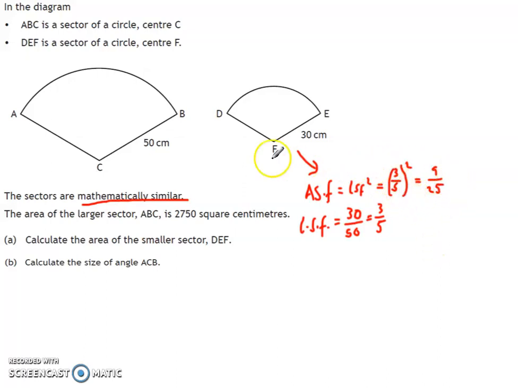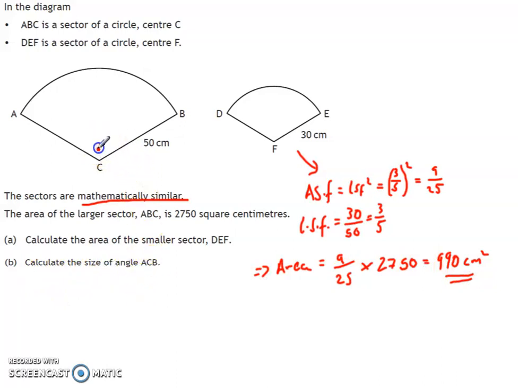Now that I've got that, what I'm able to do is take the area of the bigger one, multiply it by this area scale factor, and it will give me the area of the smaller sector. So I can say the area is equal to my 9 over 25 times the area of the bigger one, 2750 square centimetres. Plug that into a calculator. When you do, you get 990 square centimetres. So there you go. That's the area of the smaller sector. That's part A done. Part B wants me to calculate the size of the angle ACB.